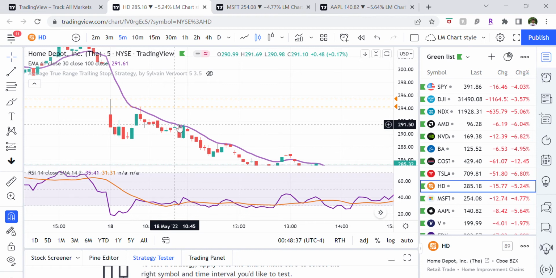So 50 cents below this line means 291. As soon as the Home Depot stock goes below 291, I will enter my puts. On the very next candle, if you see here, it is 290.86. I have entered my trade over here.